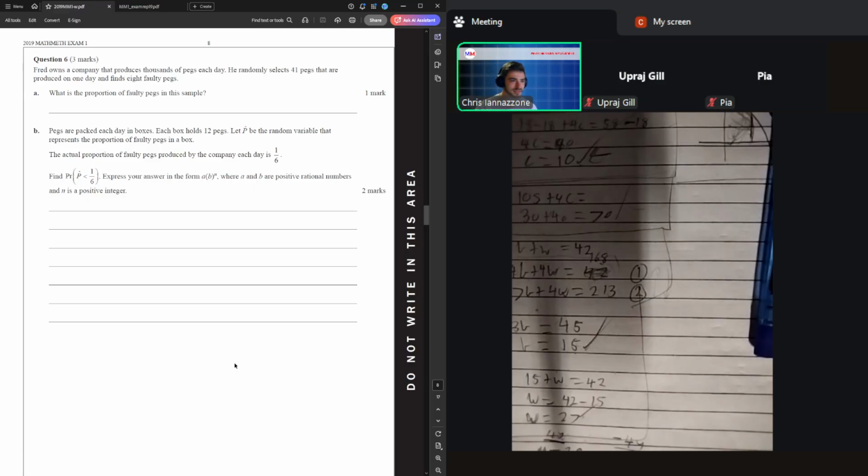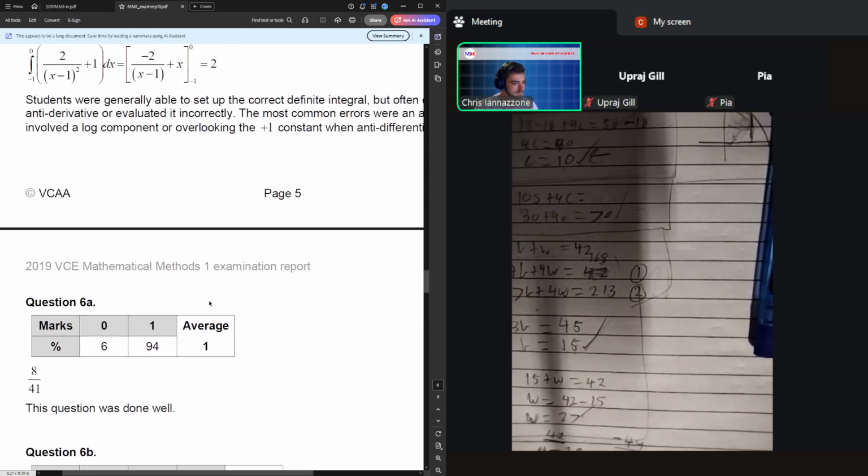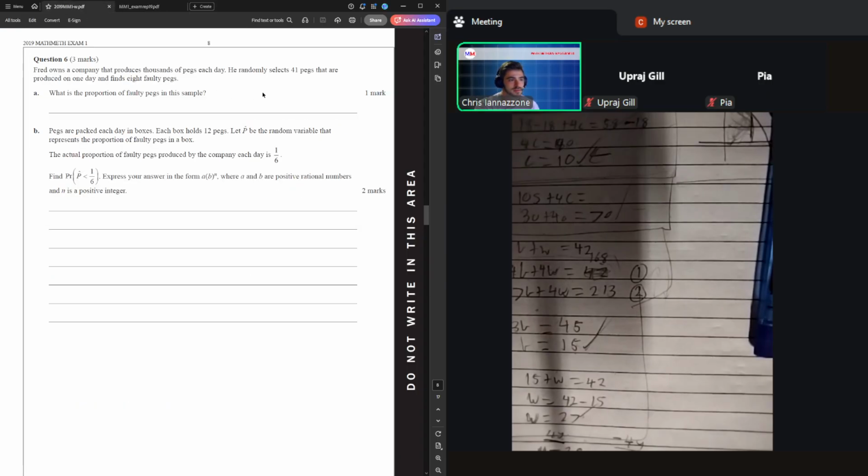Yeah, 8 on 41. That's what we're looking for there. It's meant to be a fairly straightforward question. You've got 8 that are faulty out of a total of 41. The proportion is therefore 8 out of 41. That's basically your p hat, right? P hat is x on n, x being the number faulty. Not a trick question.